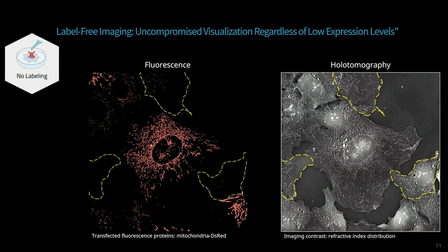In this case, we have a fluorescently labeled mitochondrial structure here. If you look at the cell in the middle, it has well-expressed fluorescent signals. But if you look at the adjacent cell, such as the cell outlined with a yellow dashed line, in HCT you can see the presence of the cell, cellular structures, and mitochondria. But in the fluorescence image, you can barely see the cell structures or mitochondria because of the low expression level of the staining agent.